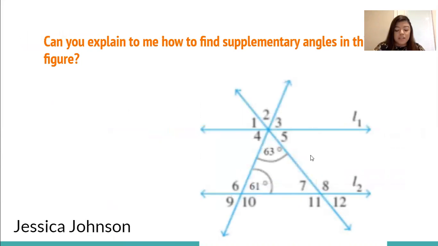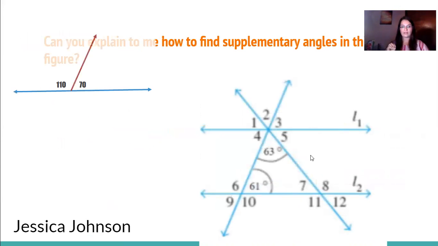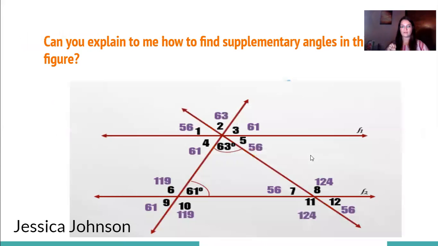Jessica, can you explain to me how to find supplementary angles in the figure? Yes, I can. Since we already know that supplementary angles are when two angles are added together to get 180 degrees, I went ahead and figured the measure of the angles for you.